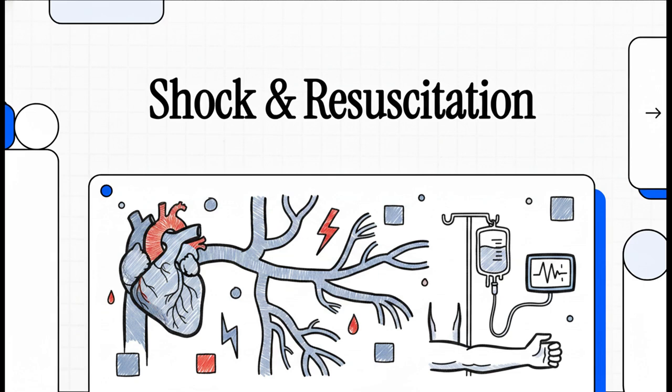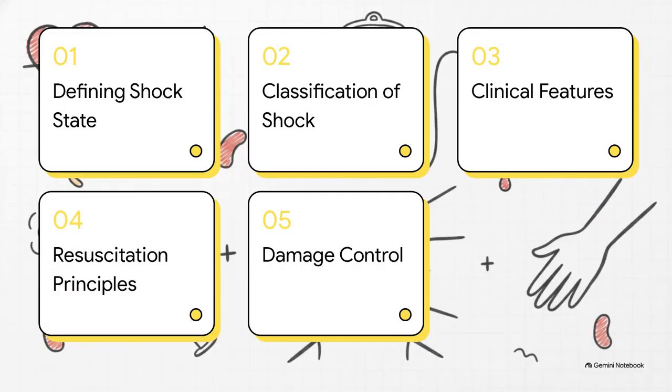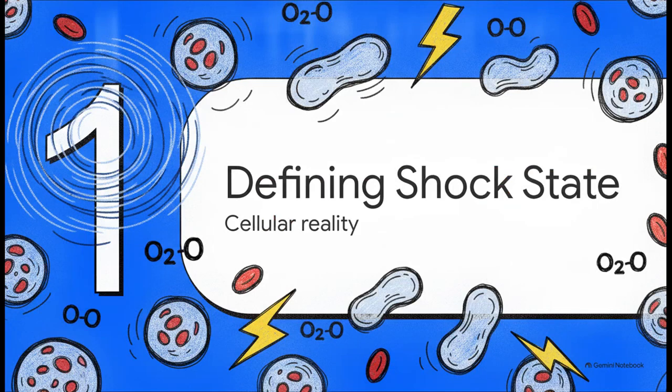We'll also be looking at how modern medicine is actively integrating artificial intelligence for early detection, and crucially, how we navigate communicating these truly terrifying moments to our patients and their families with profound empathy. Our clinical pathway today covers 5 key steps: defining the shock state, classification of shock, recognizing clinical features, principles of resuscitation, and finally, damage control resuscitation. Let's dive right in. All right, Section 1, defining the shock state.